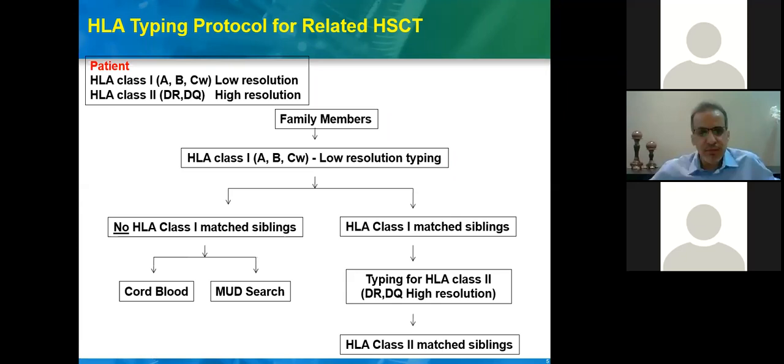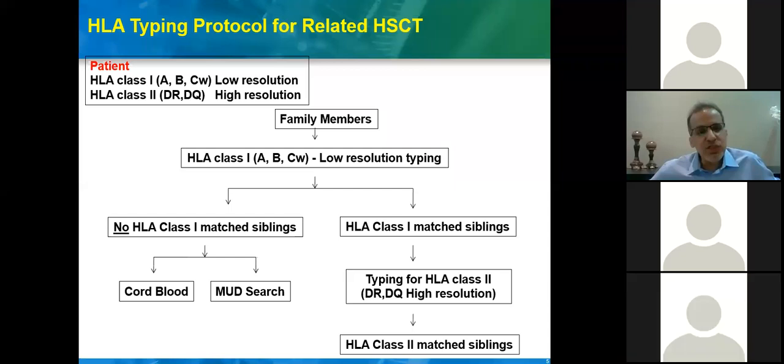Please choose one of the HLA class 1 matched siblings. And once they choose, we will do HLA class 2. And if they are lucky to be matched, they will proceed to transplantation. For those patients who do not have an HLA class 1 match, then we go and search for a matched unrelated donor in the registries, or for cord blood if the patient is small in size or we have more than 4 units that are suitable for the patient.